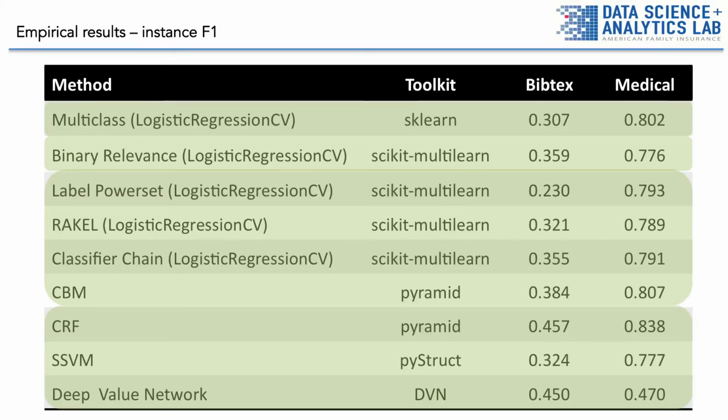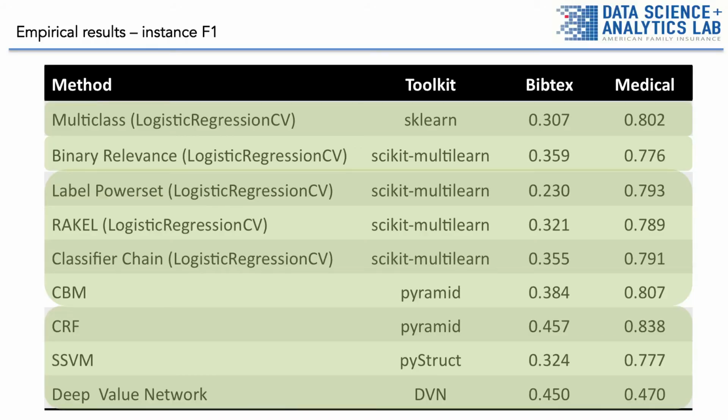Okay, so then the problem transformation approaches. Label power set does really badly on BibTeX, but does a little bit better on the medical data set, maybe related to the fact that there are many more labels. There are about 3 times as many labels in the BibTeX data set as in medical. RAkEL still doesn't do as well as binary relevance here, but for medical does a little bit better. Classifier chain gives us a little bit of a bump for medical, but is basically the same as binary relevance.